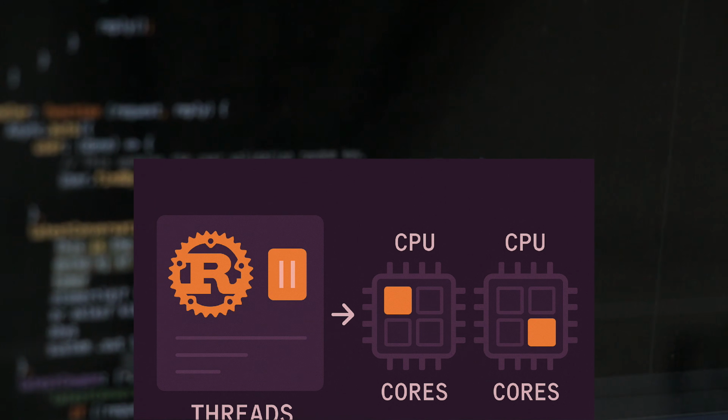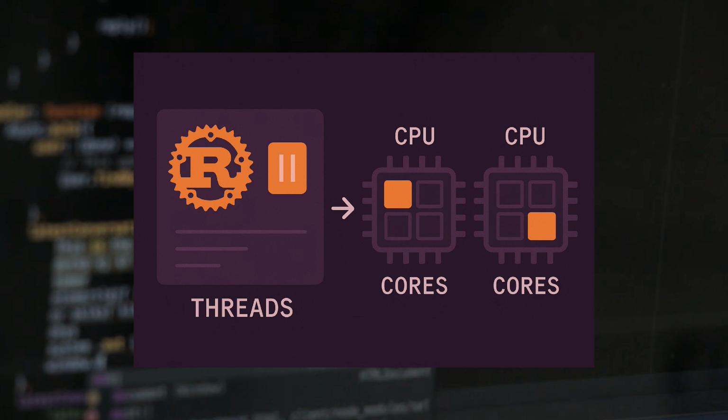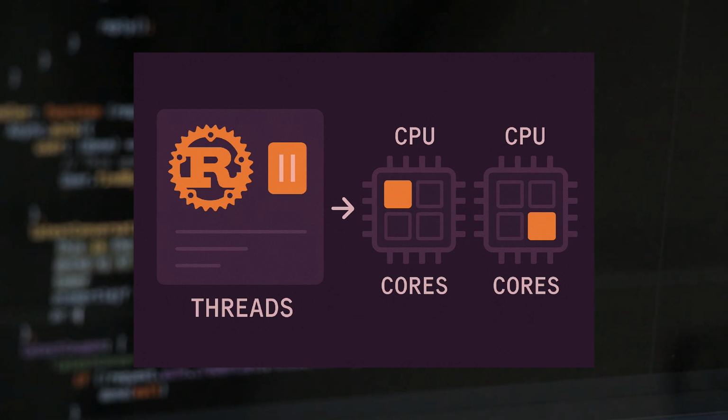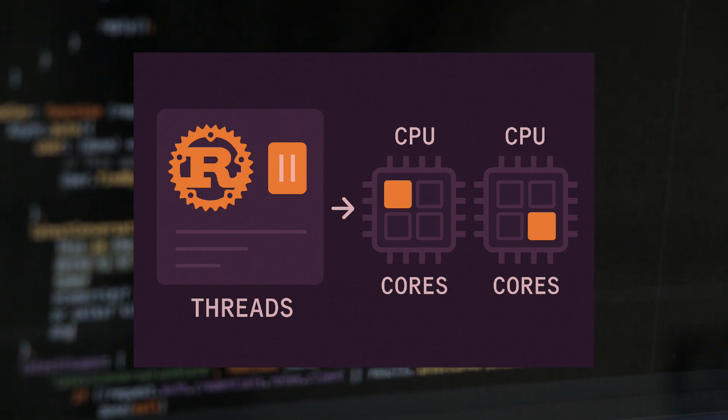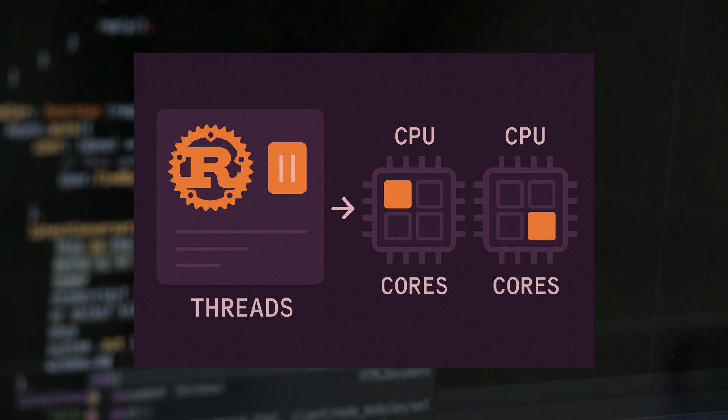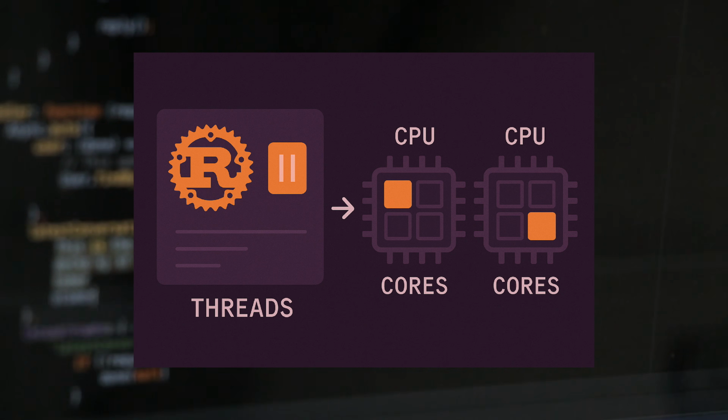Here is how parallelism works in Rust. When you run your Rust code, you have an option to either run everything on the main thread or spin up multiple threads, which is what we're going to do in this video. And these threads are allocated to different cores which live within the CPU. And this is how, at a high level, parallelism works.